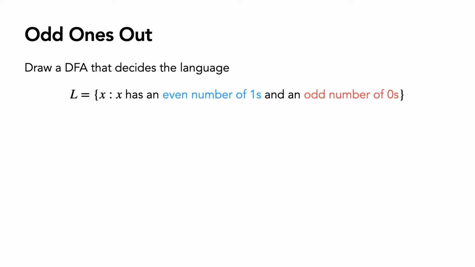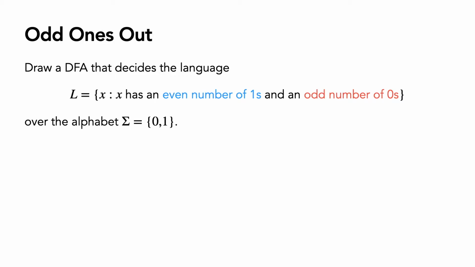Alright, so odd ones out. In this problem, we're being asked to draw a DFA that decides the language L, where L is the set of all strings that have an even number of ones and an odd number of zeros. And of course, we need to give you an alphabet, which is just going to be 0 and 1.